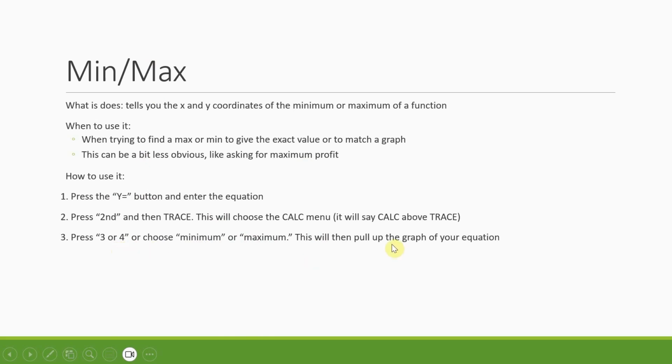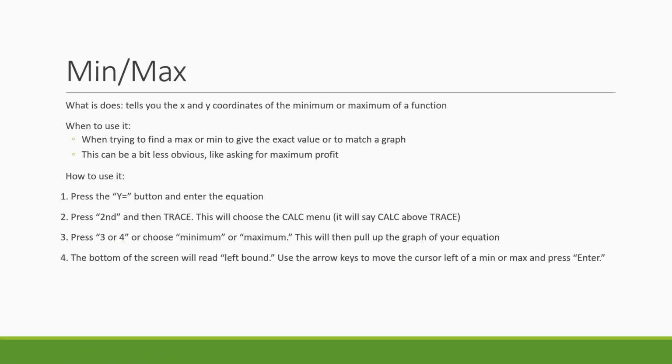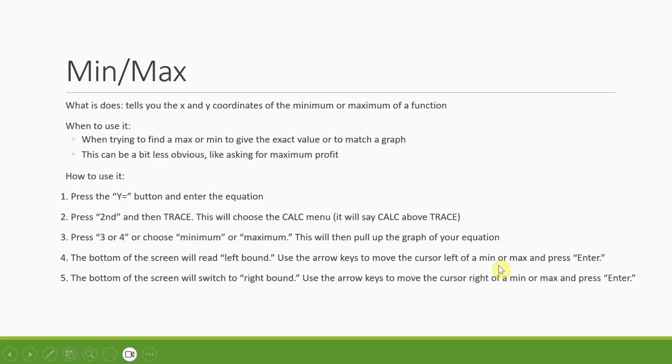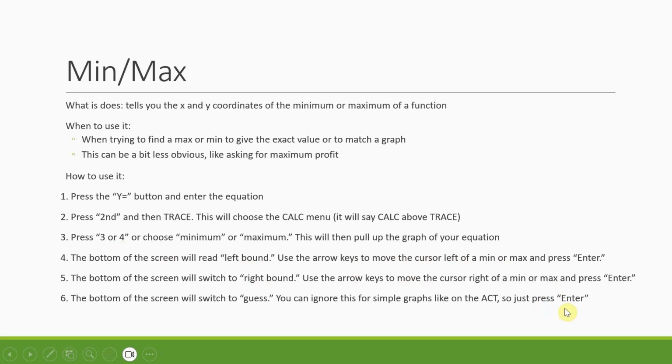Again, it's going to pull up the graph of the equation, and it's going to be exactly like the 0 function, where it's going to ask for the left bound and right bound. But this time, when it asks for the left bound, we're going to go to the left of that min or the max instead of an x-intercept. Press enter. It's going to ask for the right bound, go to the right of that min or max, and press enter. Again, it's going to ask for a guess, ignore that, and just press enter, and it will go straight to that min or max in between the 2 points you chose, and give you the value of the x and y at the bottom of the screen.